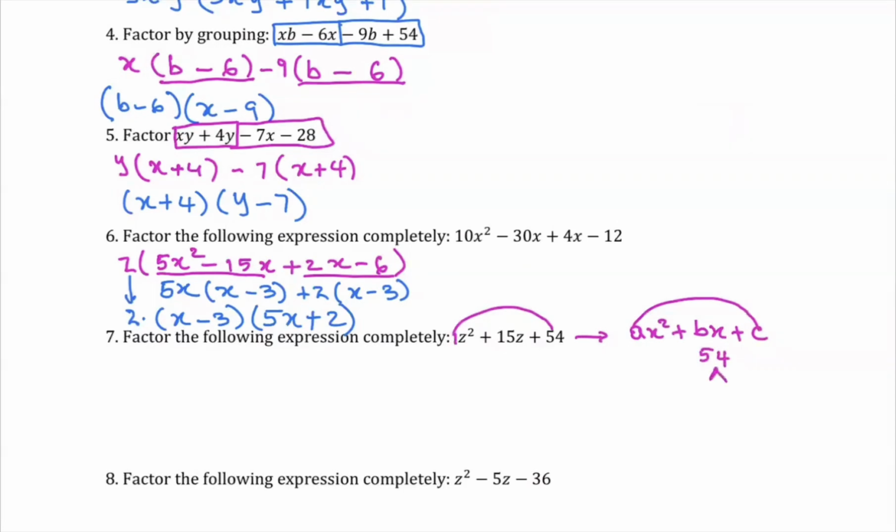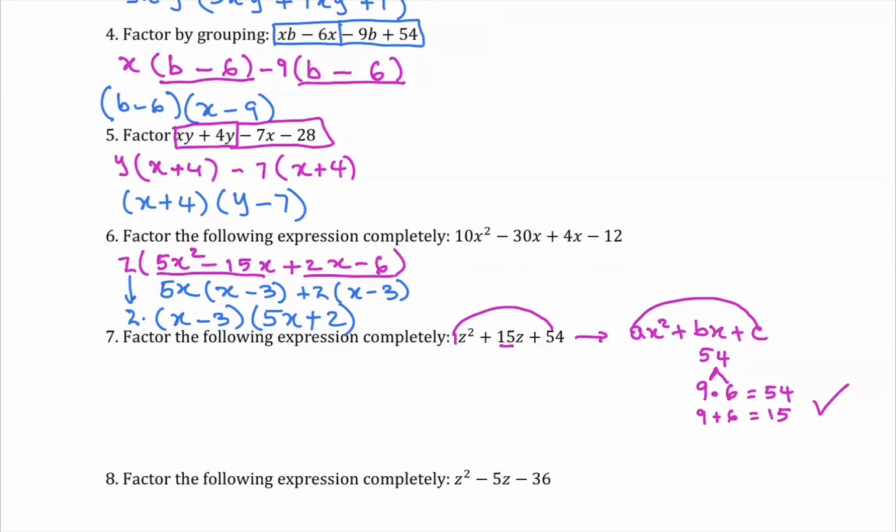In this case, a times c is 54. Now we will factor 54 into 2 factors, 2 numbers whose sum is 15. It might take you some time to find the 2 factors. So for example, if we take 9 and 6, 9 times 6 equals 54, and 9 plus 6 equals 15. So 9 and 6 are the right numbers to use in this case.